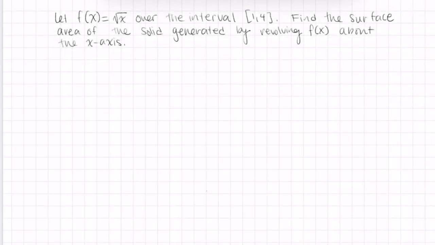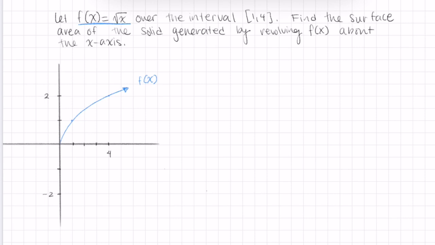Welcome. In this video, we're going to compute the surface area of a volume of revolution, namely, given f of x equals the square root of x over the interval 1, 4, we're going to find the surface area of this solid generated when we rotate f of x about the x-axis.